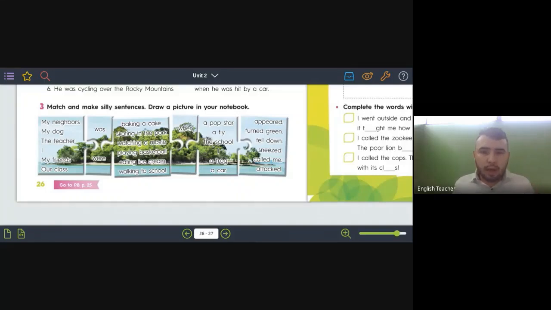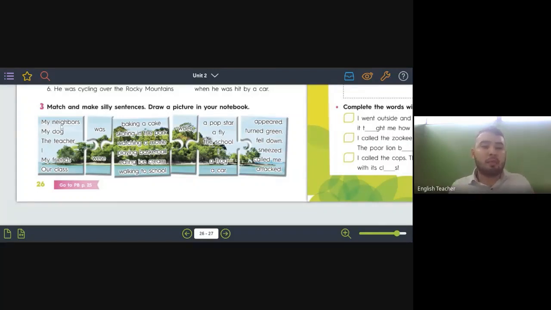As you can see, at the beginning we had a subject. We can say my neighbors, my dog, teacher, me, my friends, our class. So we are going to take one of them, and then we are going to decide if that goes with was or were. Just as an example, my neighbors: we had to use was or were. What do you believe? Just try to think before.